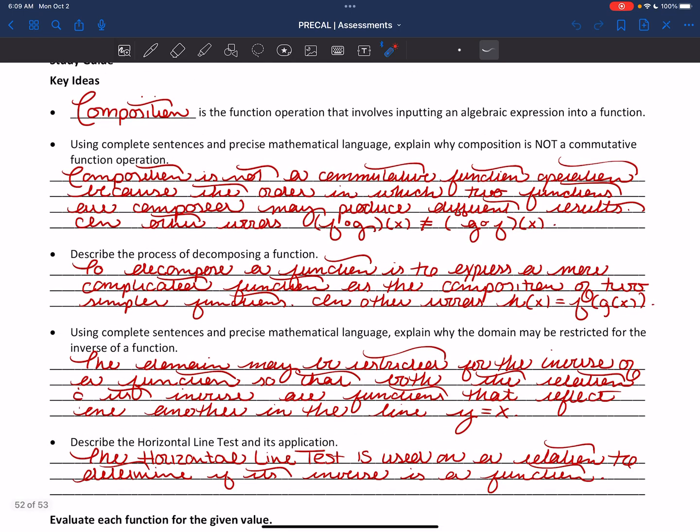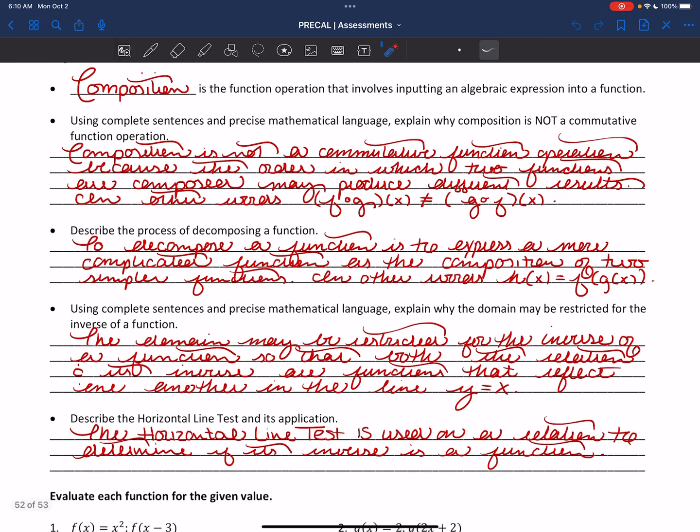Next, to describe the process of decomposition. To decompose a function is to express a more complicated function as the composition of two simpler functions. In other words, it's to take h of x and express it as f of g of x.